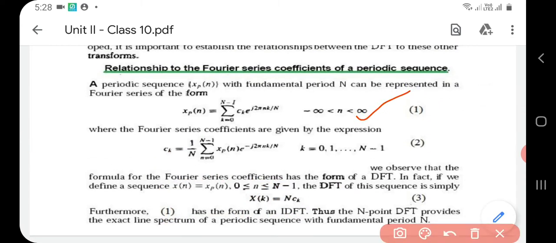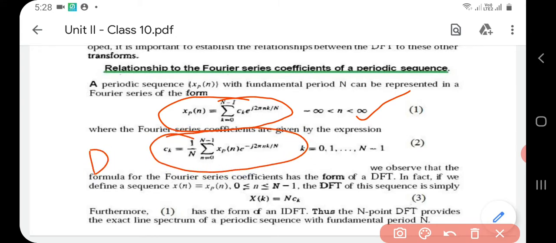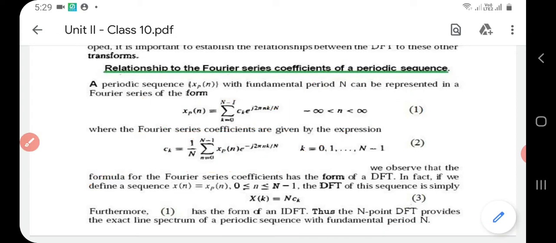Okay, so here we can say that equation 1 has the form of an inverse DFT, whereas the N-point DFT provides the exact line spectrum of a periodic sequence with fundamental period N. That is, this one has the form of an inverse DFT, whereas this has the form of a DFT. From here we can find xp(n). So if this equation is the DFT, then this will be the inverse DFT. That gives a relationship between the DFT and the Fourier series coefficients c_k.